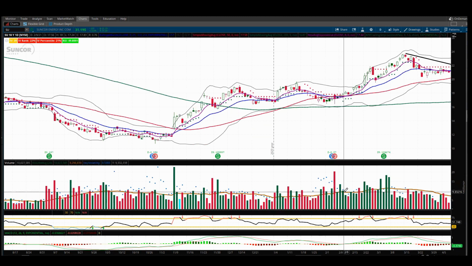So that's good. I would have liked to see maybe a little bit higher volume, but at least we have slightly above average volume and a nice strong close towards the high of the day, higher than the previous days and above the moving averages. So this would be a good day to start a position.